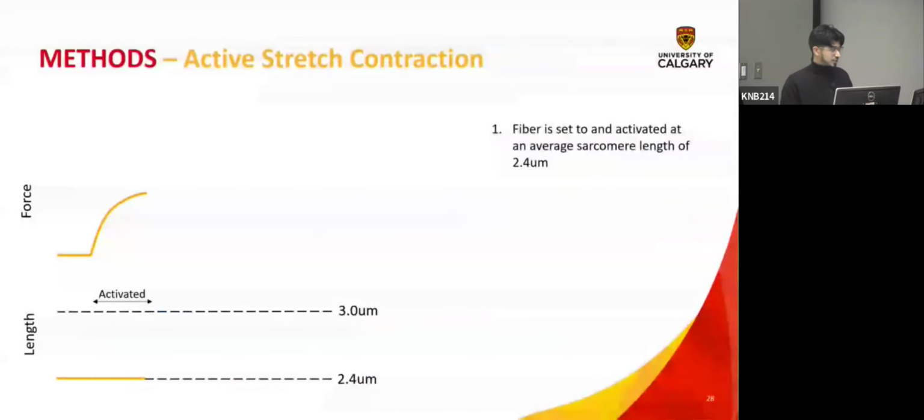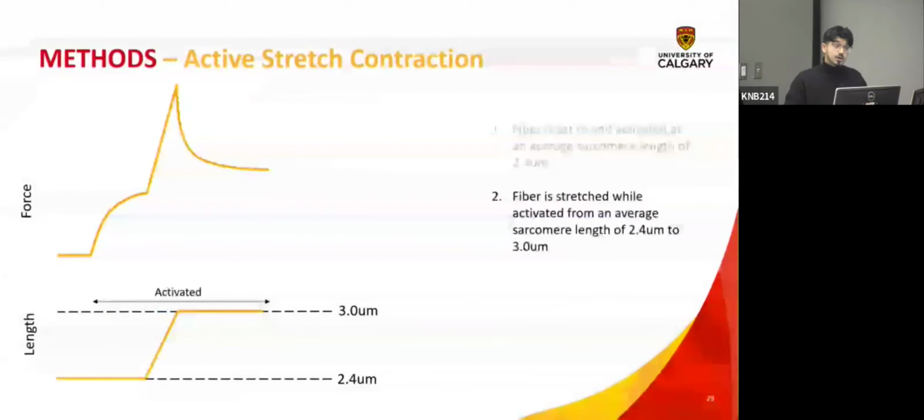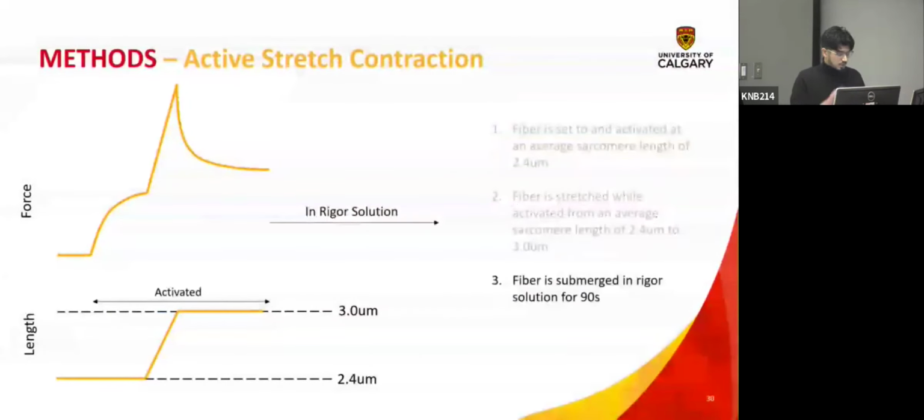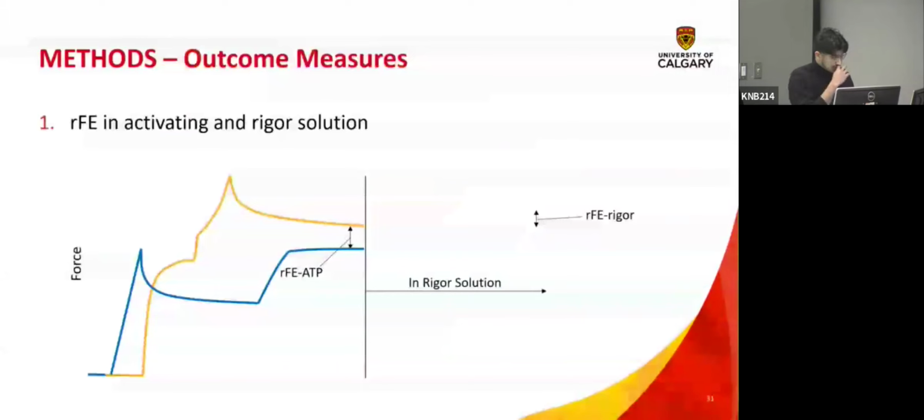For the active stretch contraction, we started with a fiber that was at 2.4, but before we stretched it, we activated it. Then while it was activating, or while it was contracting, sorry, we stretched it and produced an active stretch to 3.0. And last but not least, we submerged it in Rigor for a grand total of 90 seconds. What were the outcome measures that we followed?